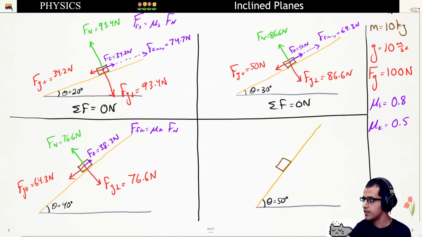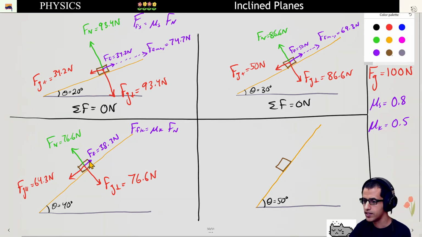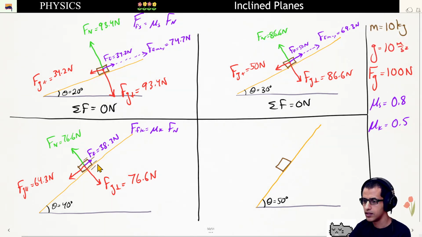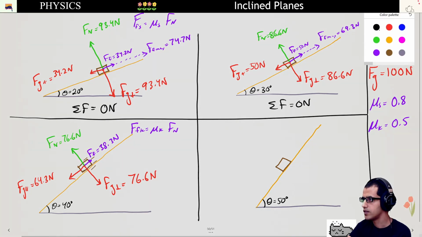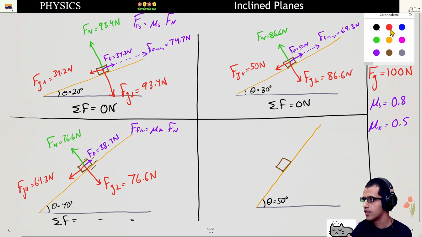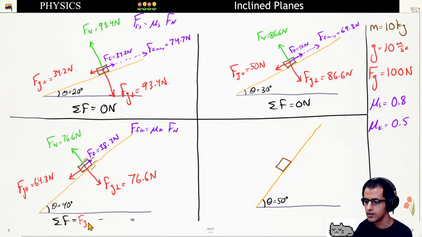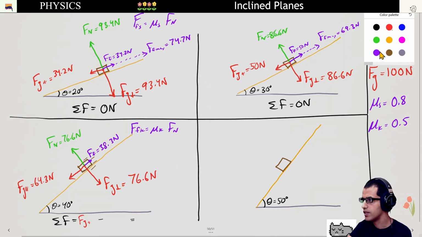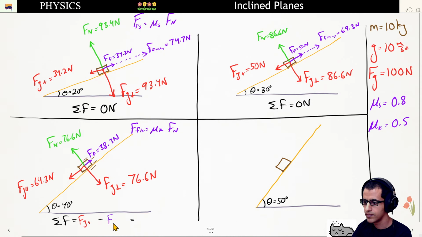So this block is accelerating down the incline. There is a net force acting on it. So the net force here is going to be equal to the difference between Fg parallel and the force of kinetic friction.